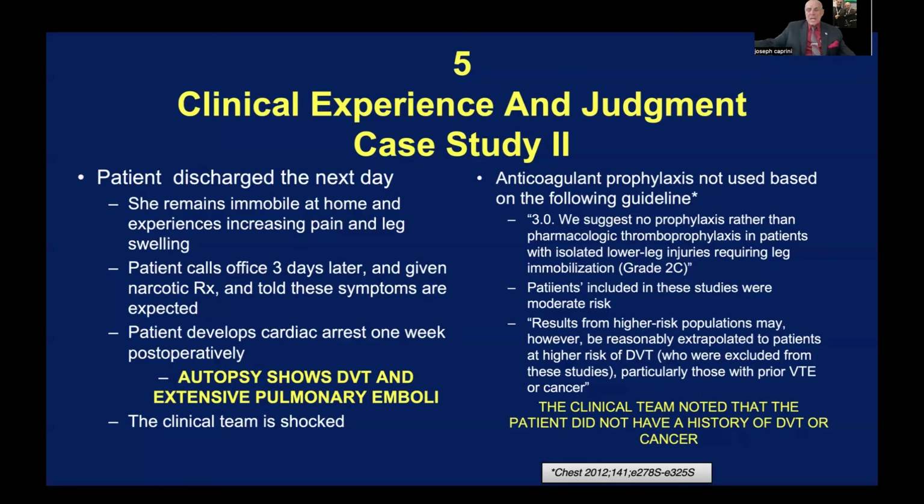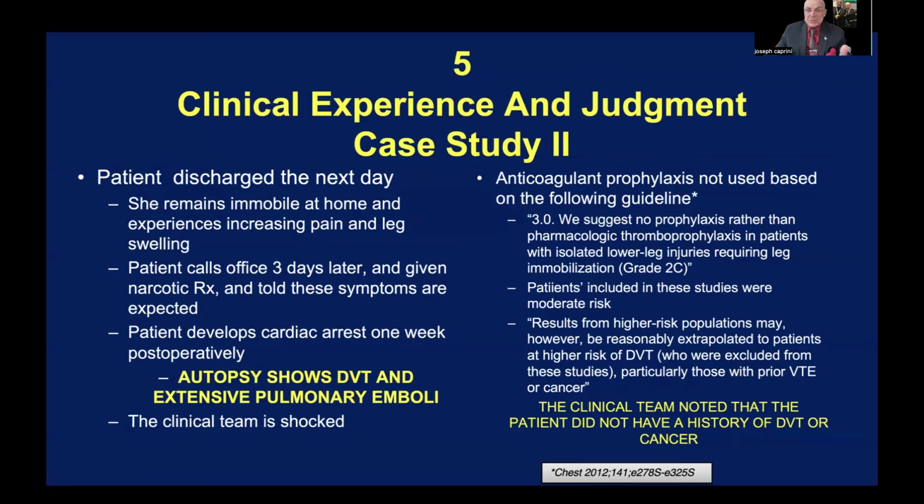the CHEST and ASH guidelines don't recommend prophylaxis for lower extremity fractures. But what people miss is, and then they also say that, well, if the patient again has a higher risk, particularly a DVT or cancer, that you should give them prophylaxis. But here's the problem. This lady had a tibial plateau fracture. That's not a lower leg fracture. It's a knee fracture. That's number one.